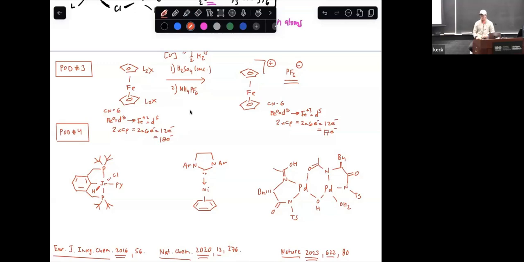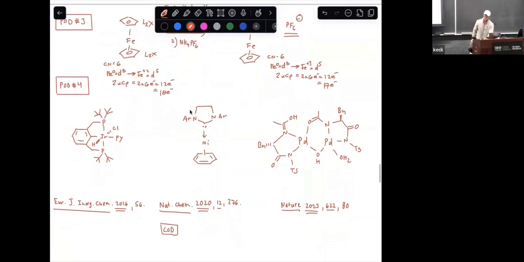So 17 electron species, would we expect this to be happy? No. We would expect, based on first principles, this to want to find an electron to get to the closed shell 18 electron state, and that is indeed its reactivity profile as a single electron oxidant. Any questions on that? Alex?